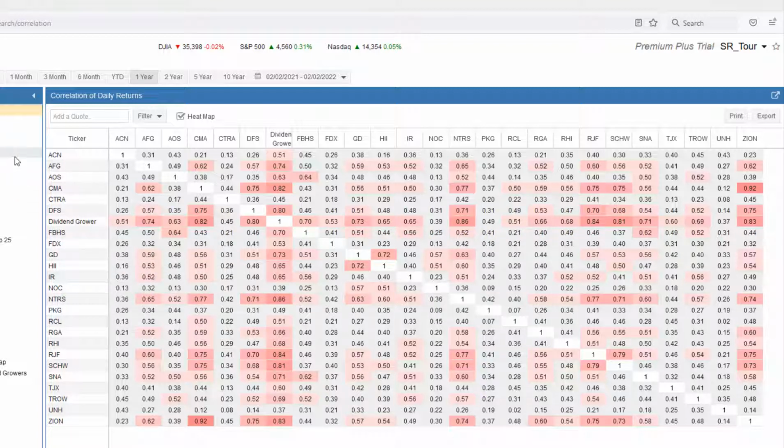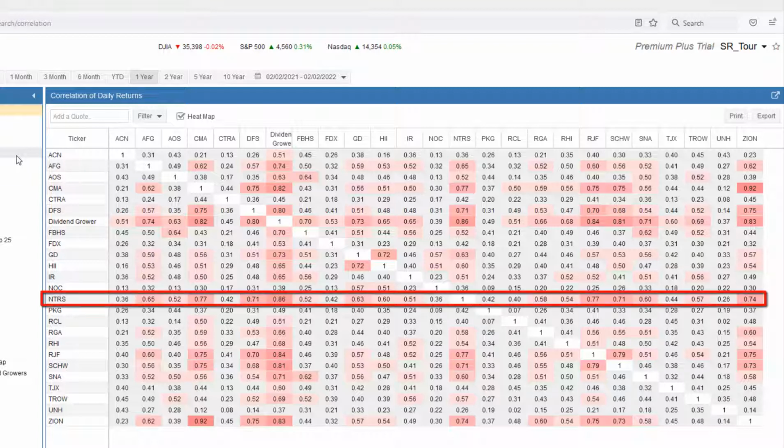If you see a column or row with consistently high correlation, as we can see here with Northern Trust, that's a signal that the particular asset is not helping you diversify your portfolio, in which case you should ask yourself if the returns are worth the added risk.